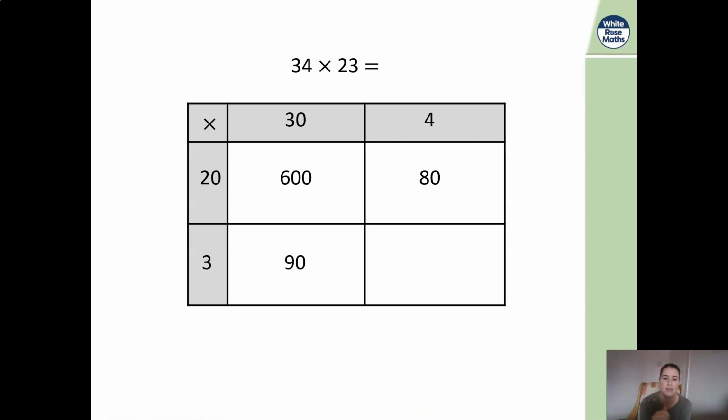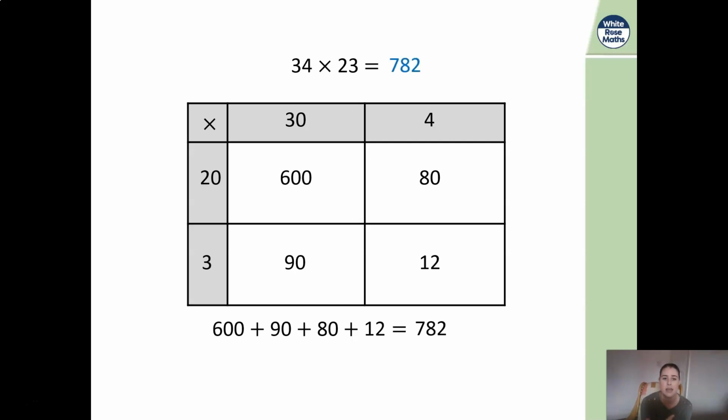Here, same rule applies. 30 multiplied by 3. 3 times 3 is 9. Multiply that by the 0 for 10 is 90. And 3 multiplied by 4 is easy peasy. That's 12. So all we need to do now is add those numbers together. And our answer is 782.